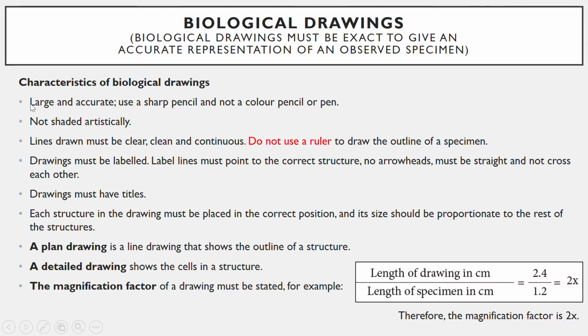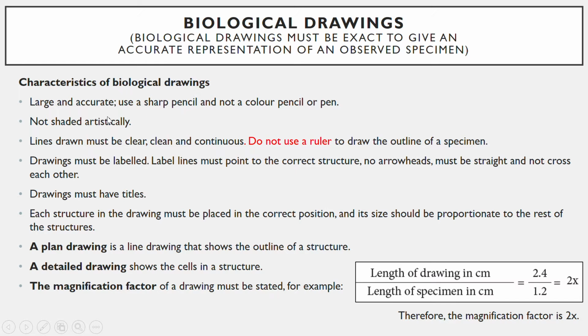Mula-mula tu mesti besar. For example, it is your A4 paper, at least half or 75% of your A4 paper. Large and accurate, sharp pencil, bukan color pencil, and definitely not pen. Okay, number 2, not shaded artistically. Maksudnya, kamu jangan buat tone. Macam subjek pendidikan seni kan, kadang-kadang kamu gunakan pensel untuk buat toning. So that is not allowed in biological drawings.